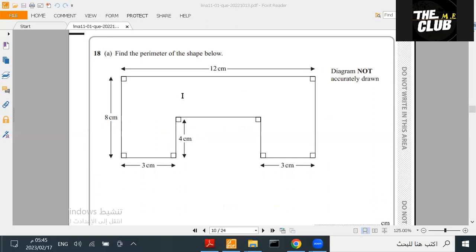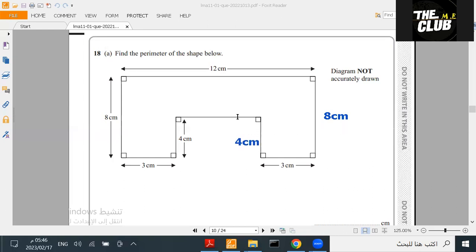First I have 8 here, 12 here, and nothing here. This side is the same as this one, so if this is 8, then this is also 8. So we write 8 next to it, or 8 centimeters. Then here 3, and 3, and this is 4. If this is 4, then this one is also 4 centimeters. We need to complete the shape, then add them together.